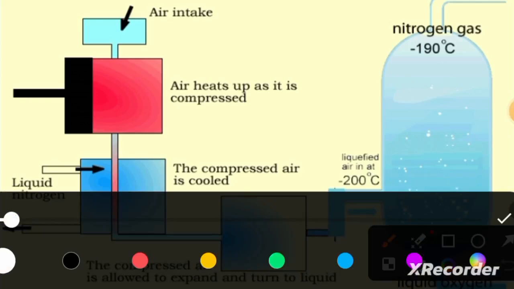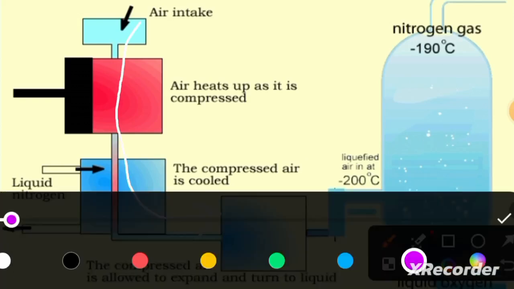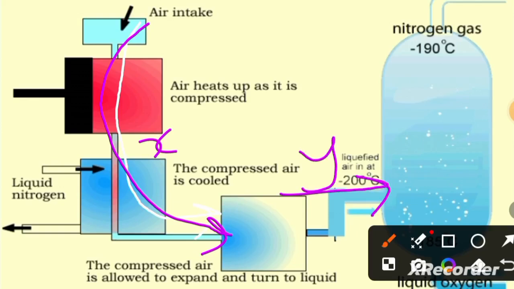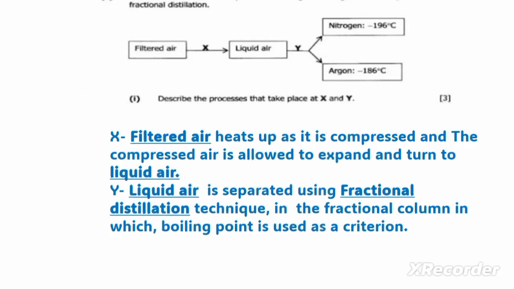Let me just use white. Okay, I'll use white. So we can see that from here up to here, white is also not. Let me use this one. Okay, so from here, this one is representing X. Then this one is representing Y.